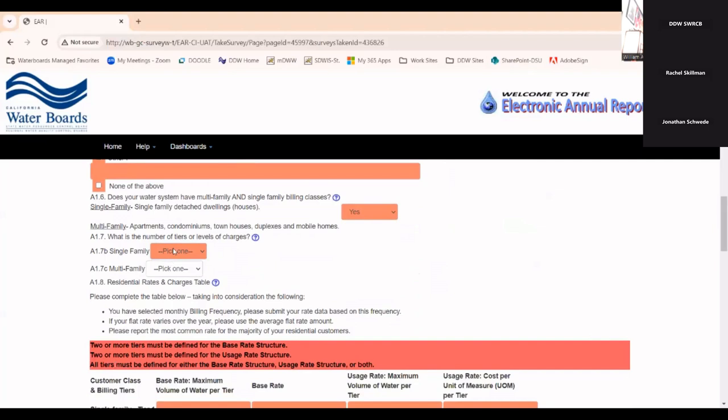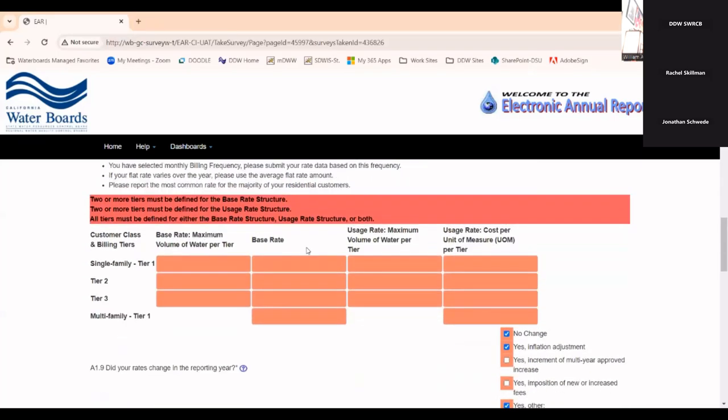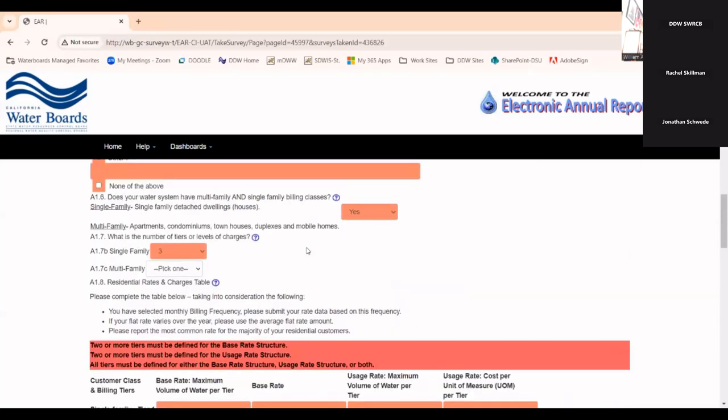So for A1.6, we're going to say yes. And then for A1.7B, we're going to say we have 3 tiers for our single family and only 2 tiers. Actually, let's leave it as pick 1 for our multifamily. Now, the pick 1 option basically indicates... Oh, no, we can't. Okay, so you saw that right there.